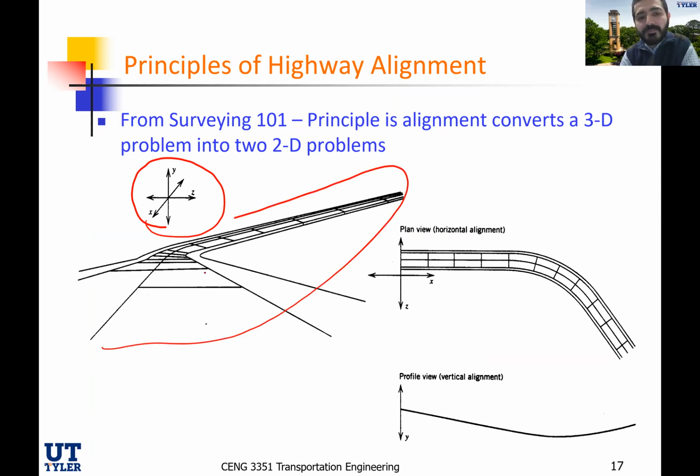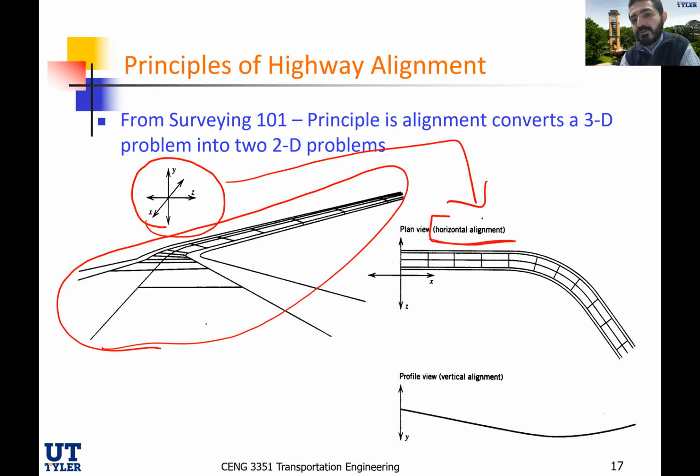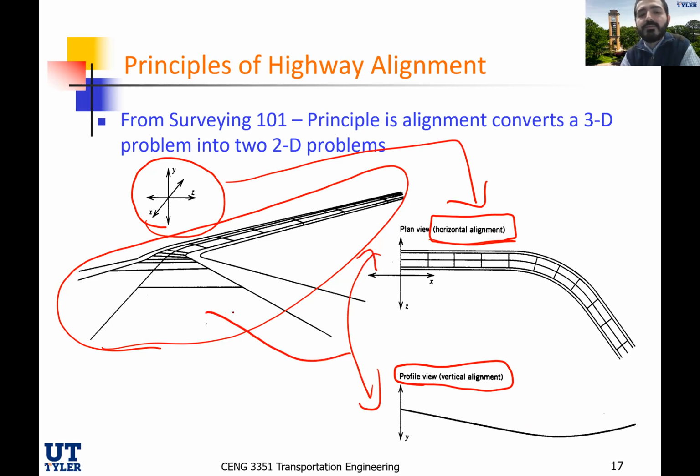A roadway is a 3D problem, but now we dissect it, if you will, into two situations. We have the plan view, which shows you the horizontal alignment, and then we have the profile view, which shows you the vertical alignment. If you combine these two together, it's gonna get you the 3D picture one more time. But again, we tend to look at each roadway from two different views. One is the plan view, which is the horizontal curves and horizontal alignment design. And the profile is the vertical alignment and vertical curve design.